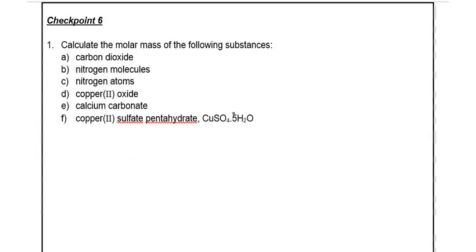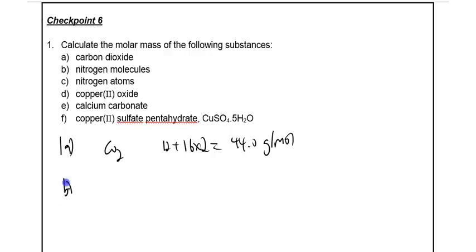Let's do some simple calculations for 1A to 1F. So we do 1A together. For carbon dioxide, it is simply CO2. So it is 12 plus 16 times 2, and we have 44.0 grams per mole. If you do likewise for the rest of the questions, for N2, you should get 28 grams per mole. For N atoms, you should have 14 grams per mole.